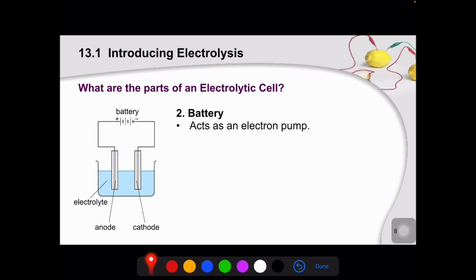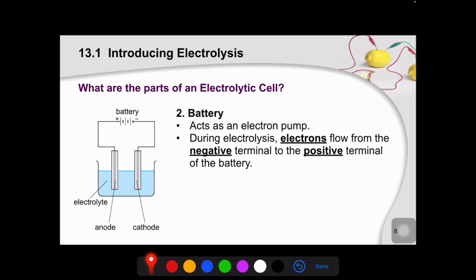Now in terms of the battery, the battery is basically just an electron pump. In chemistry, we look at electron flow, whereby electrons move from the negative terminal into this electrode here. A reaction will take place. Then the electrons will move back to the positive terminal. So essentially, the electrons move from the negative terminal towards the positive terminal. That's your whole electron flow, and in the process, it causes a reaction to happen, the electrolysis reaction.